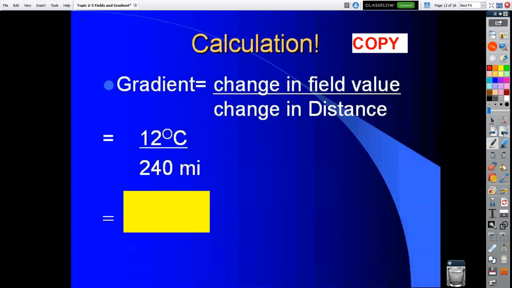I'm going to calculate my gradient. So the first step, I write the equation: change in value over distance. I got that off page 1 of the reference table. Then I substitute.